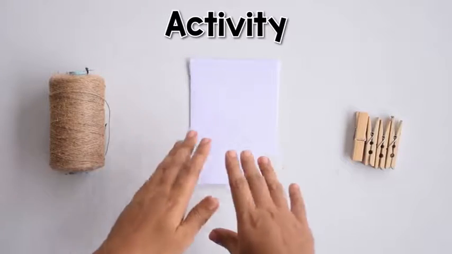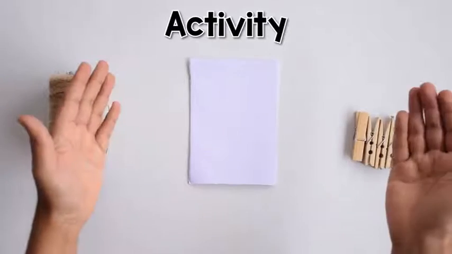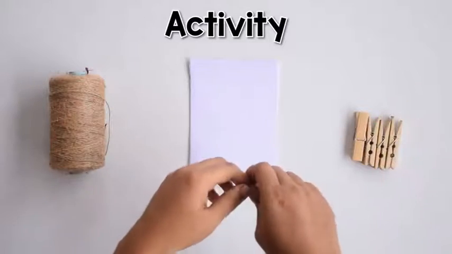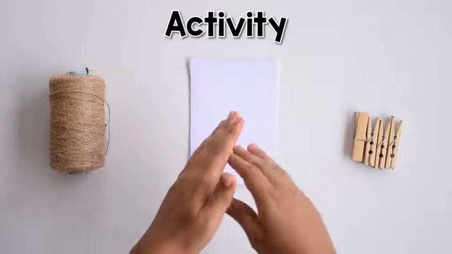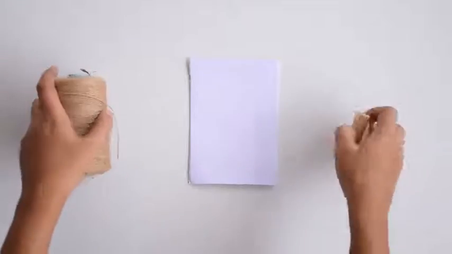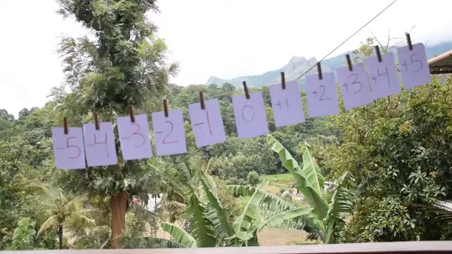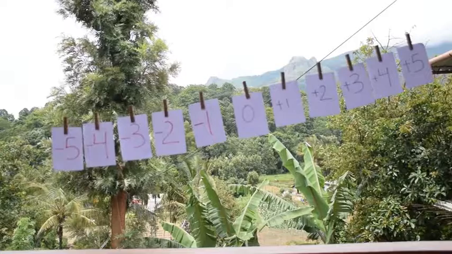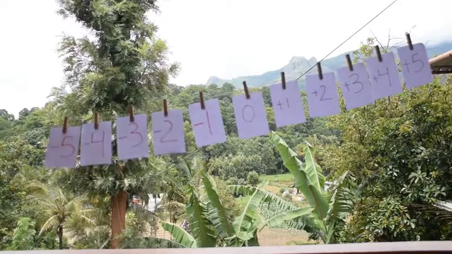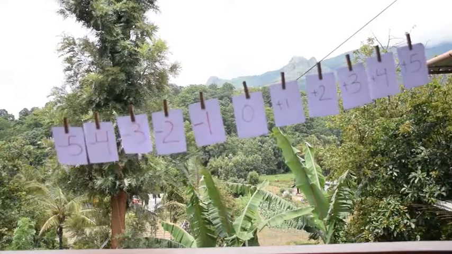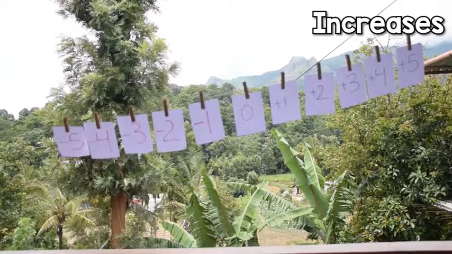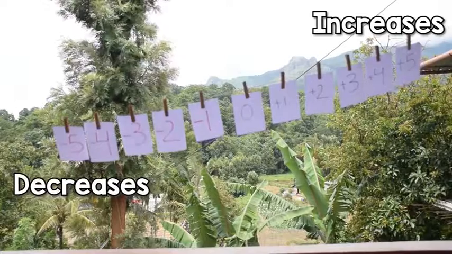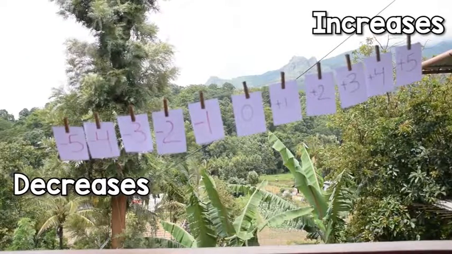Now we'll do an activity to find predecessor and successor. Predecessor is nothing but a number which comes before and successor is a number which comes after. Now let's do one activity here. We can have a number line like this. As you go to the right, the value increases. As you come to the left, the value decreases.